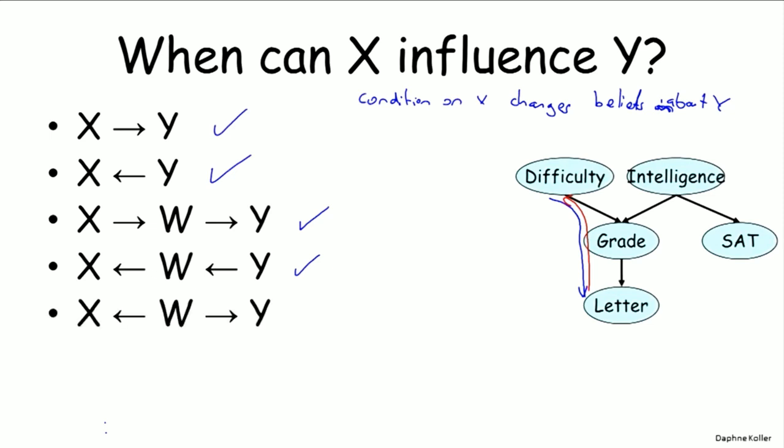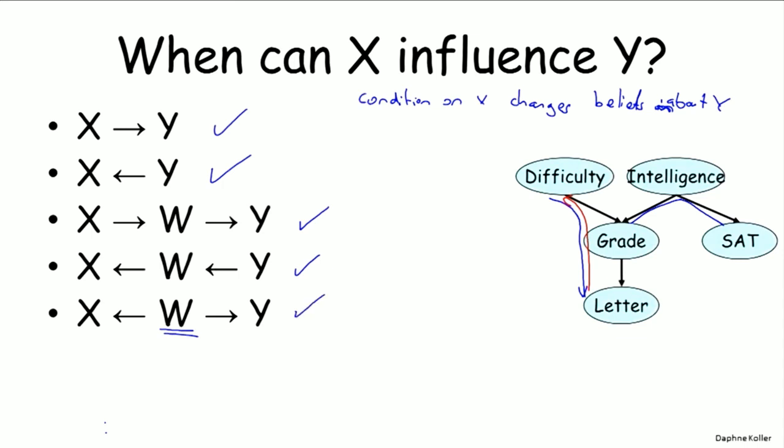The third is a structure that looks like this. We have a common cause W that has two effects, x and y. And again, it seems to make sense that if we observe the value of the SAT, then that changes my beliefs in the student's intelligence and subsequently my probability distribution over their grade.